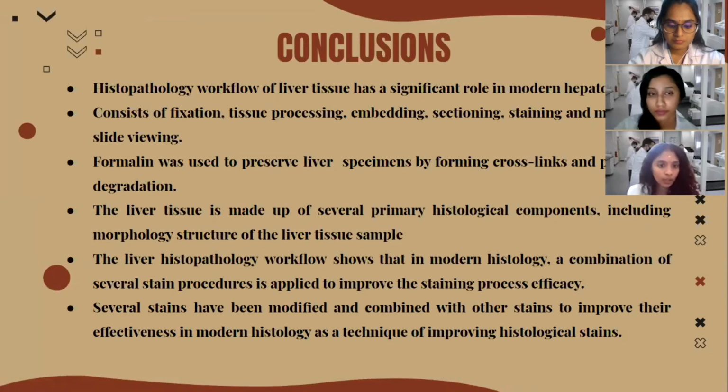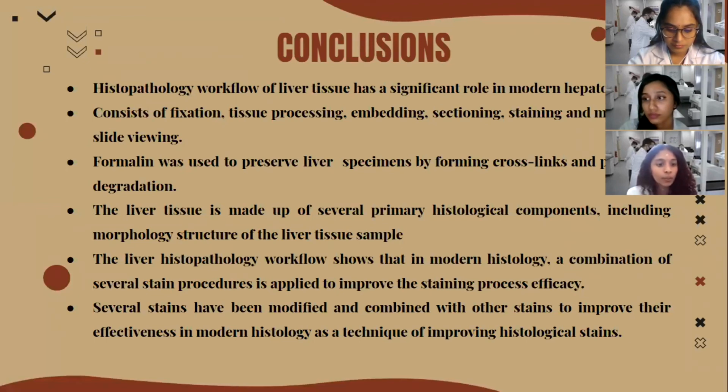The histopathology workflow of the liver tissue has a significant role in modern hepatology, which consists of fixation, tissue processing, embedding, sectioning, staining, and microscope slide viewing. The formalin that was used for the histopathology workflow preserves the liver specimen by forming crosslinks and preventing degradation. The liver tissue is made up of several primary histological components, including the morphological structure of the liver tissue sample.